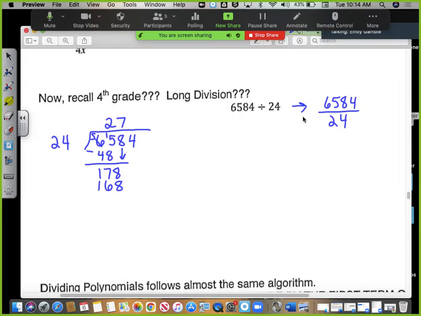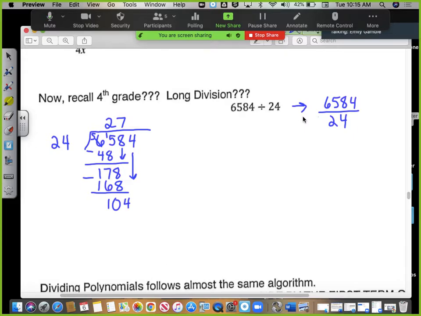And then does anyone remember the next process, what you do next? You subtract. 178 minus 168 is 10. And we follow it again. We can keep going forever, but eventually this one will stop. 24 can't go into 10 because 10 is smaller. We have another number here, so we bring it all the way down.